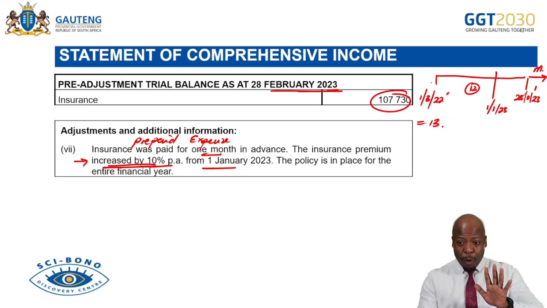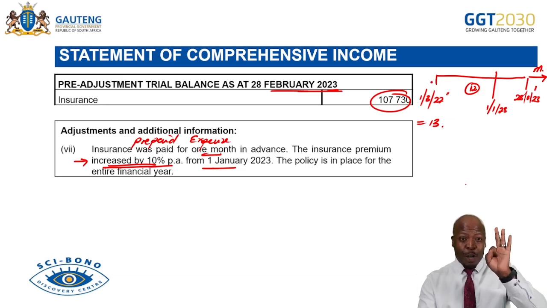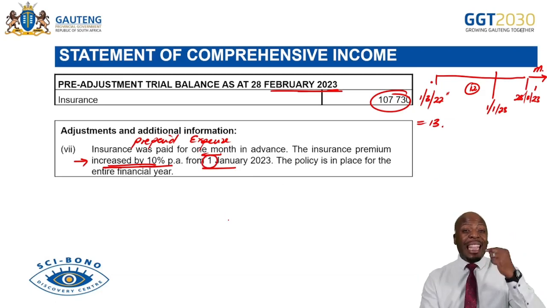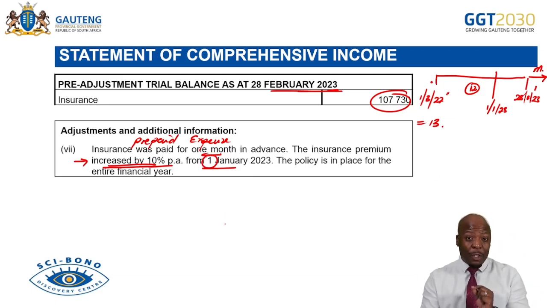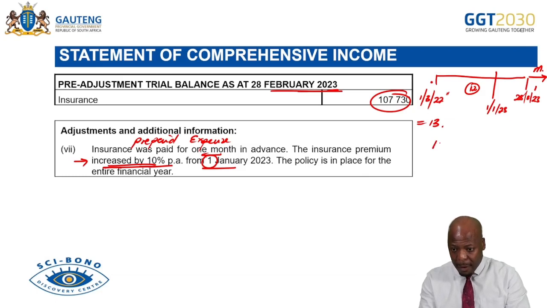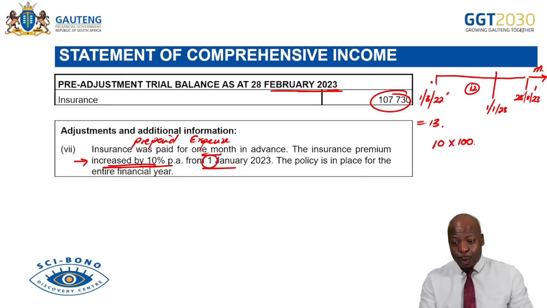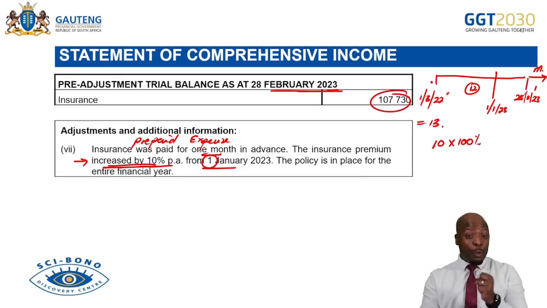Let's start from March. March, April, May, June, July, August, September, October, November, December. Do we count January? No, because it's increasing on the 1st of January. So once we have the 1st of January, we don't count January. So we've counted and we got 10 months. For these 10 months, it had not increased, so we consider it to be 100%. I'm just going to put the percentage so that you get a clear understanding.